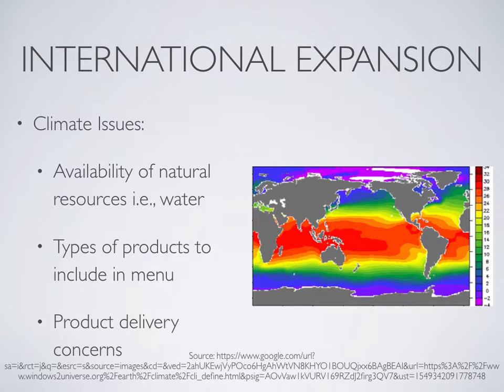Climate issues. There could be a bunch of different things, such as availability of natural resources like water, or potentially moving their menu to one different from the normal United States menu. If they're moving into a colder climate, they may not want to offer as many cold products; they'll probably want to introduce more hot products. Likewise, in the opposite case, if it's hot, they may want to introduce more cold products. They also have to consider how the product is going to be delivered. If they have to keep the products cold, they have to consider that when delivering to a hot climate, and vice versa.